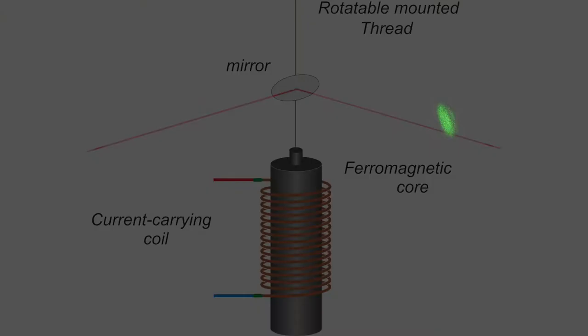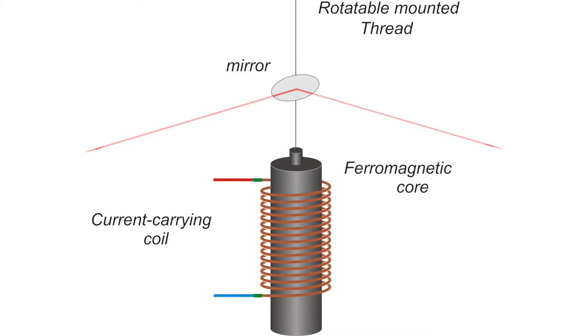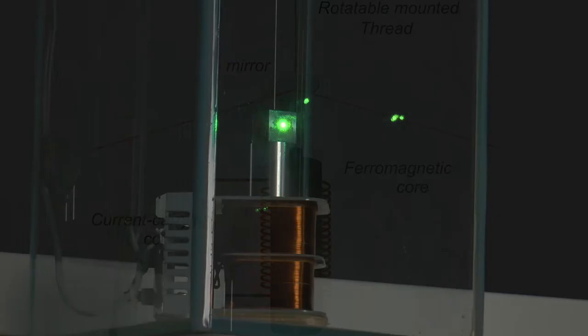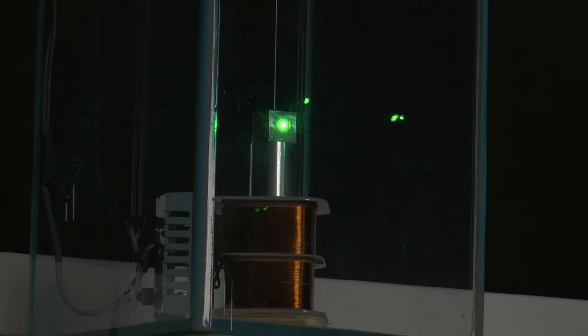Explanation and interpretation. Since the arrangement within the coil is rotationally symmetrical, the magnetic field cannot exert any torque on the cylindrical ferromagnetic core. The rotation of the rod must therefore be related to the change in magnetization of the ferromagnetic core. For further explanation, let us assume that current is already flowing through the coil, and we reverse the direction of the current and thus demagnetization.